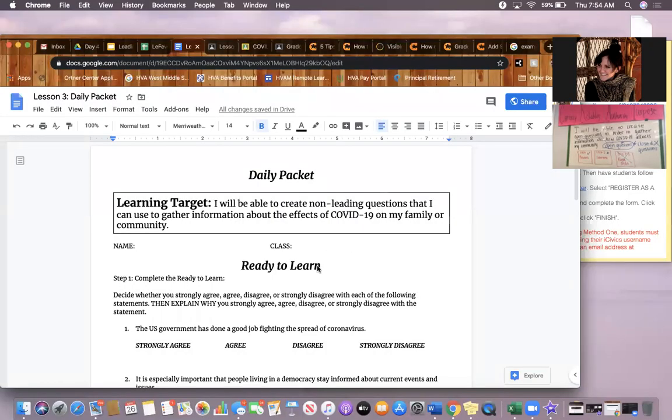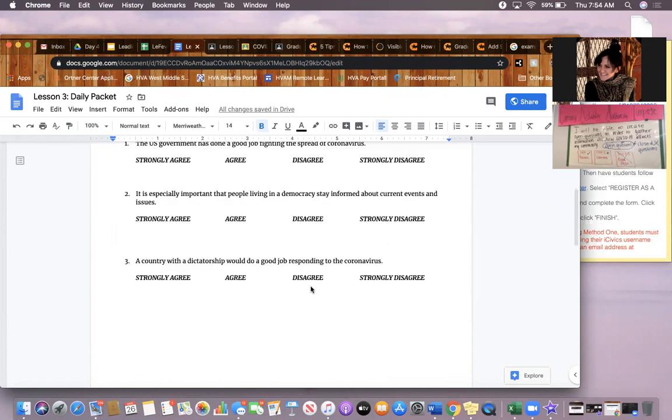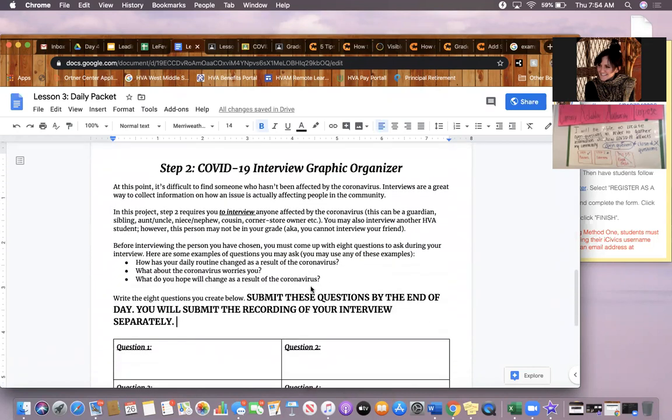If you look at your daily packet for today, you will notice on the second page that the Step 2 COVID-19 interview graphic organizer is there. This is what you are submitting today. So I'm going to start by reading out the directions on the top, and then you guys will use your quote unquote class time today to complete this interview graphic organizer. You should submit this by the end of day today. So here we go, from the start of the directions.